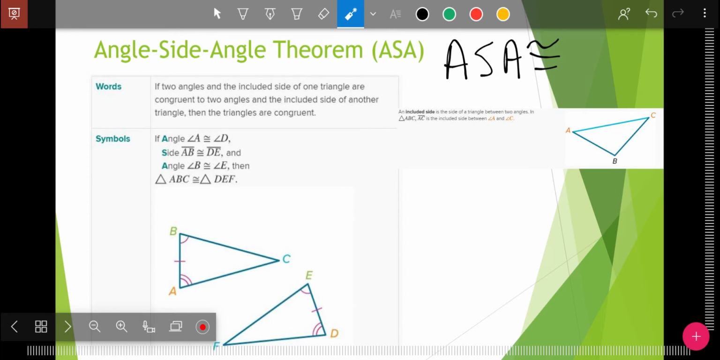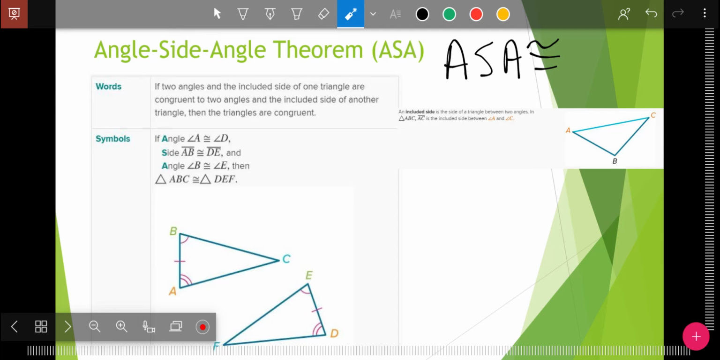Right? And so why is it angle, side, angle? Well, if you look at the two triangles, I have these two angles congruent to these two angles, and the side that's included, which means it's the side that's between them. And so if you were to name it in order, you go from this angle to that side to that angle.